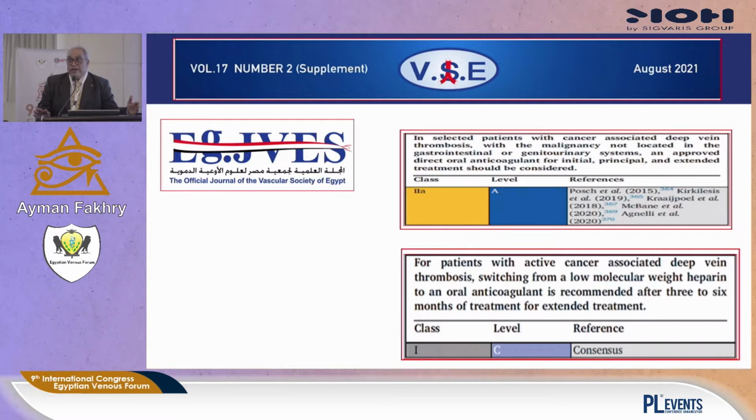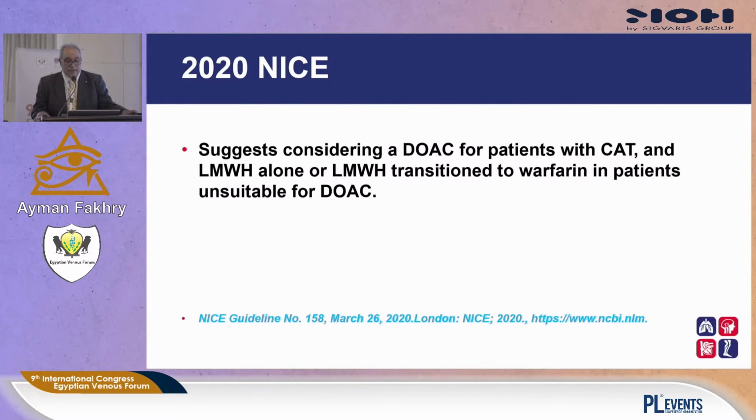If you are going to use low molecular weight heparin for initiation treatment, you can switch after 3 months of your treatment. This was written in 2020. And I think it is the starting revolution in therapy. Let us see what the NICE recommendation said. Also, it was published in 2020.